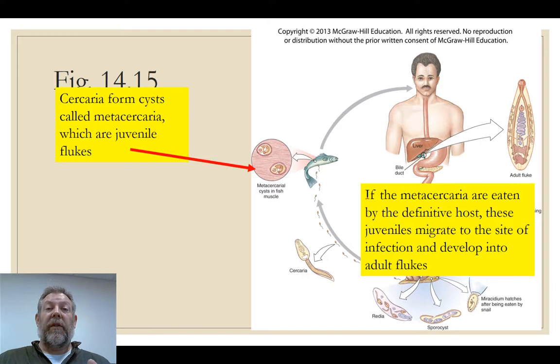Often this is the result of eating uncooked or undercooked meat. You know, by cooking the meat, you destroy those cysts and then they don't become as dangerous.